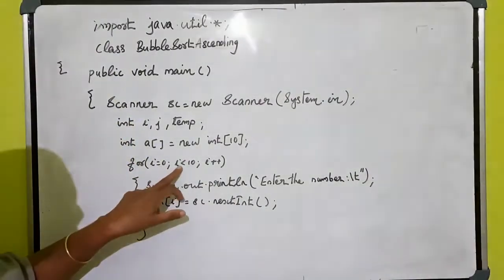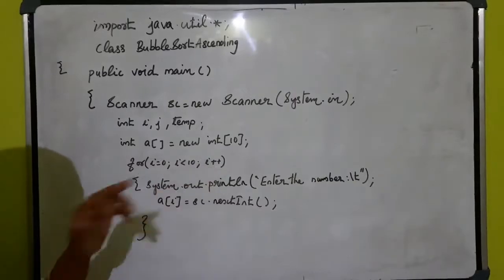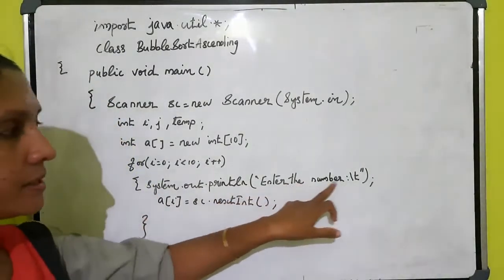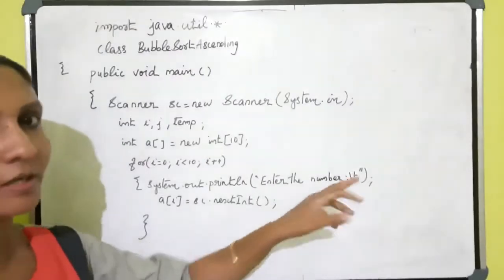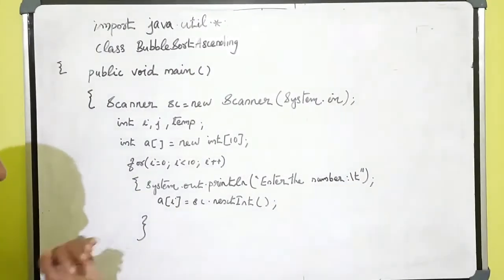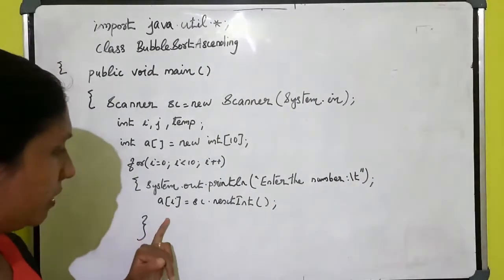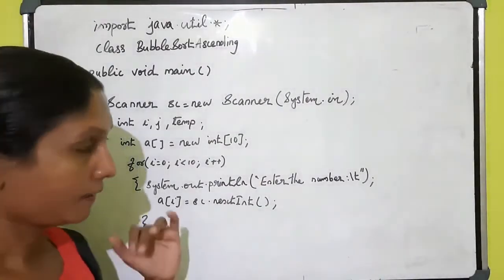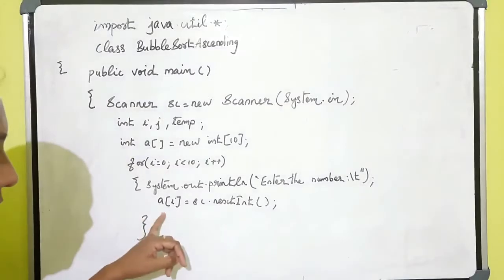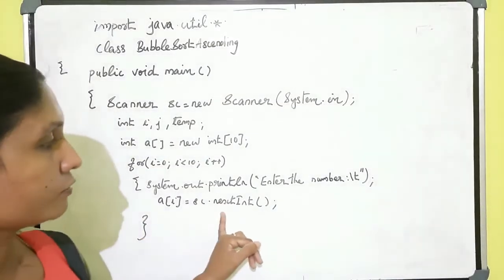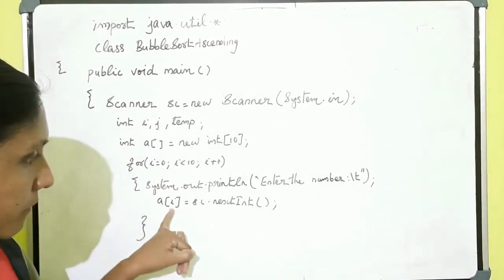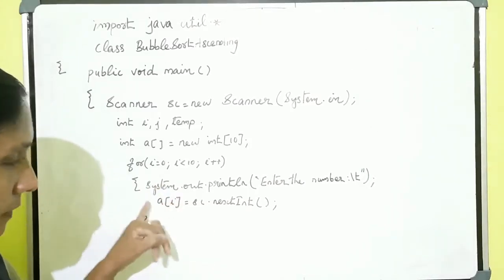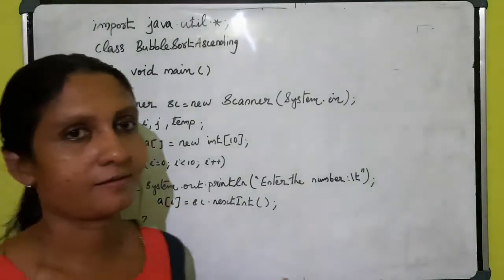For i = 0, i < 10, i++. That already we studied. Okay, and within the brackets we can give the command "Enter the numbers" with \t to get a tab space. And after that, how can you read the values? If it is a single element, we are reading a = sc.nextInt(). But here it is an array, because of that, you have to write a[i] = sc.nextInt(). Each time, first time 0 will come, next time 1 will come. Each time the index will change like that, and it will take the values.